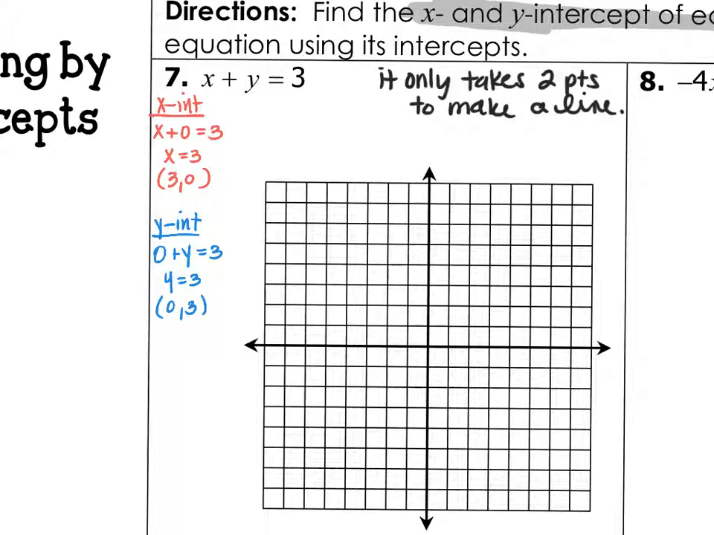I'm going to plot those 2 points. So here's (3, 0), and here is (0, 3). And I can now graph that line between those 2 points, and there is the line. I graphed it using the x and y intercepts that I found algebraically. I didn't have to convert this into slope-intercept form, and I got another way to graph a line when my equation is in standard form.